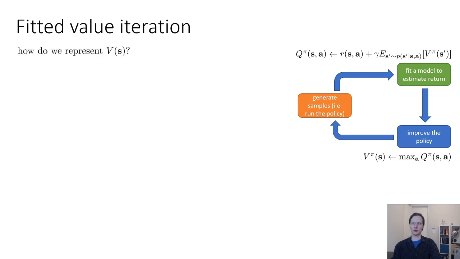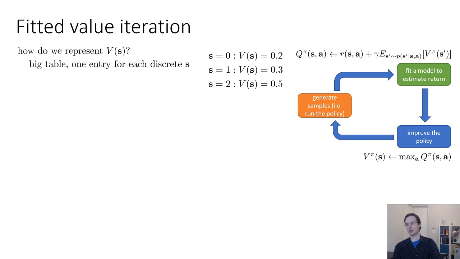So first, how do we represent V of S? Well, so far we talked about how we can represent it as a big table with one entry for each discrete state. So in state 0, V of S is 0.2, in state S equals 1, it's 0.3, and so on. Why is this not enough? Well, take a moment to think about this. Why might we not want to represent the value function as a table?